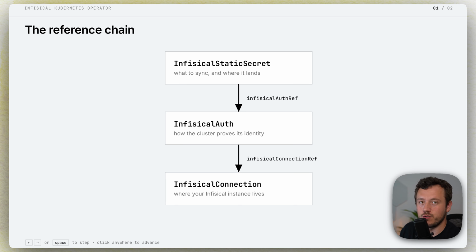The operator is built around 3 resources, and they reference each other in a chain. At the bottom, you have InfisicalConnection, which is just where the Infisical instance lives. InfisicalAuth points at that connection and then handles how the cluster proves who it is. And the secret resource points at the auth and says what to sync and where to put it. So the secret names the auth names the connection, and that's the whole chain.